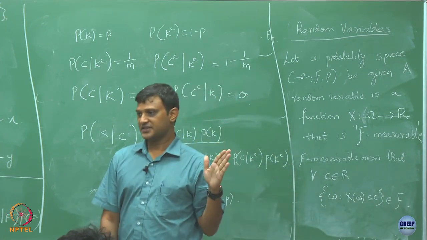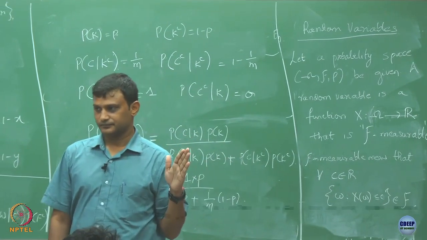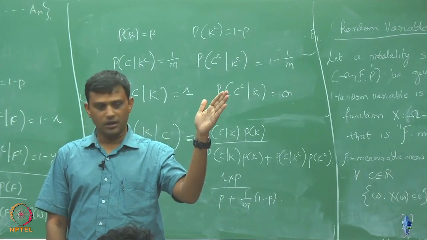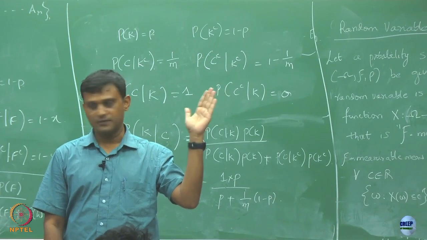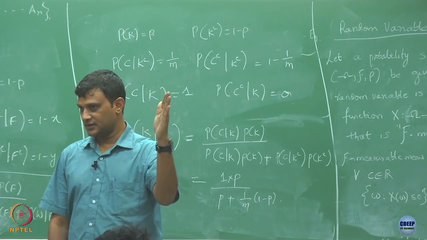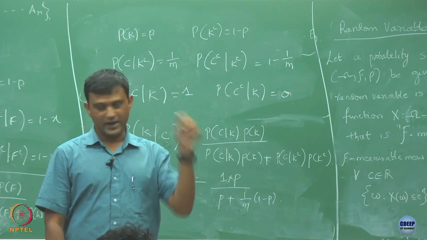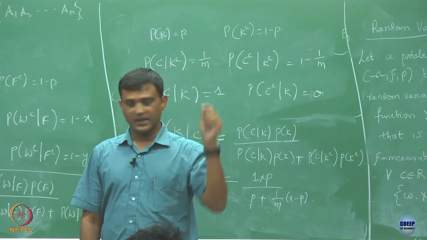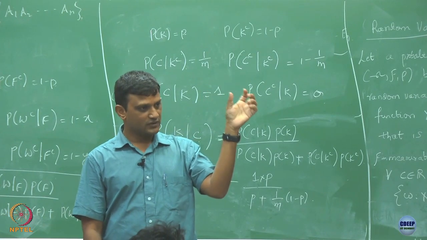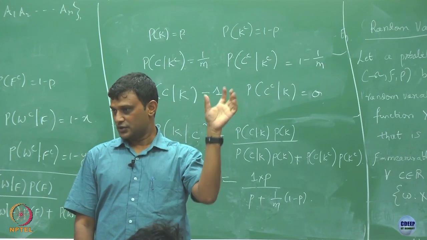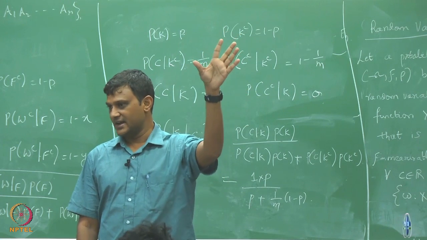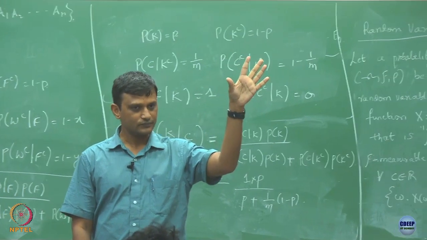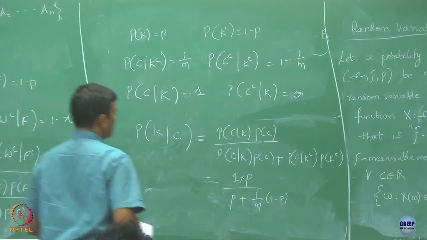So basically what we are saying is, a random variable is a function that maps my outcomes to real numbers, and it is such that for every possible real number, the set of outcomes that take value less than that real number should be an event that lies in my event space. Okay, fine.